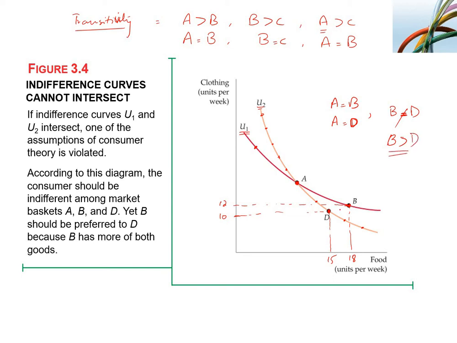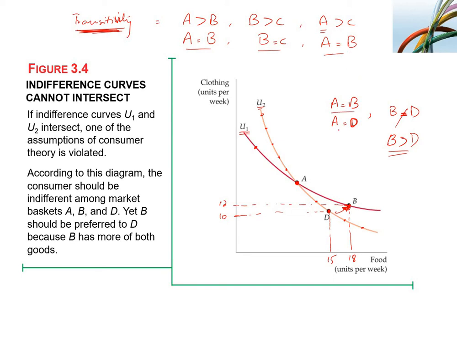If the consumer has to choose between B and D, he will always choose B, because B is offering more units of clothing and food. Is this clear? So this scenario in which the indifference curves intersect with each other violates the assumption of transitivity, and the assumption of transitivity is that if A is equal to B and B is equal to C, then A should be equal to C.